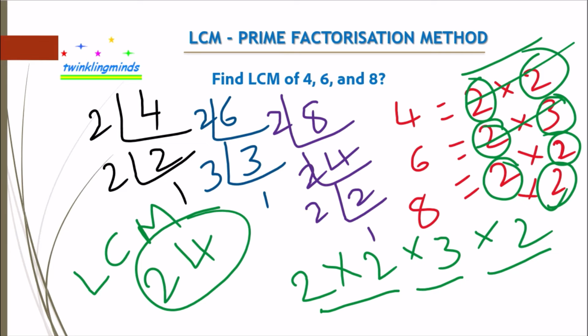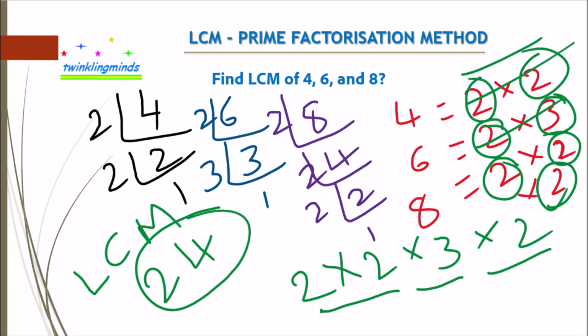This is how we calculate LCM using the prime factorization method. First step, find prime factors for each of these numbers. Then find out common factors, at least two. If you have two numbers, it will be two. If you have three numbers, it can be two or three. If it is four, it can be anything more than two. For every common factor, you consider only one factor, only once.